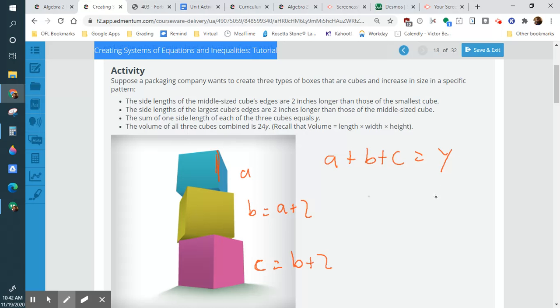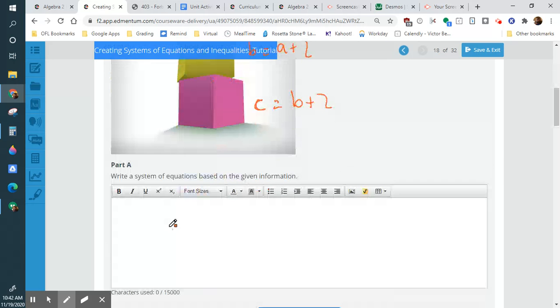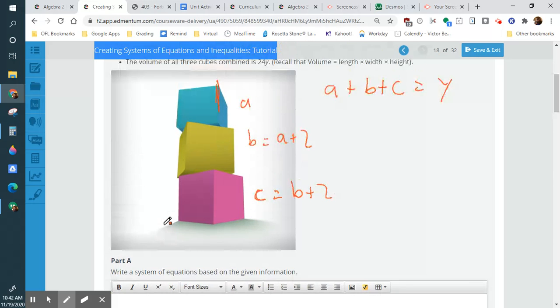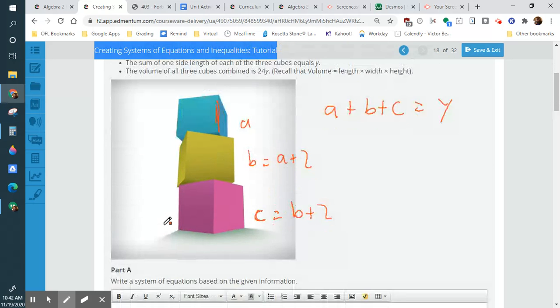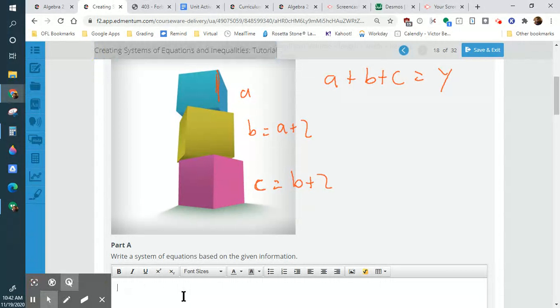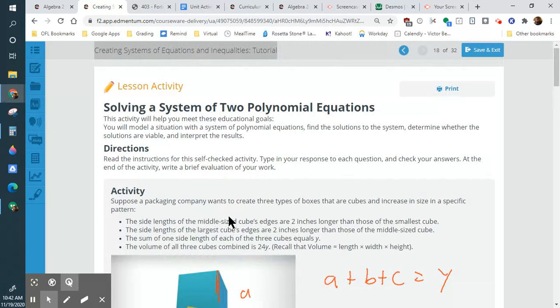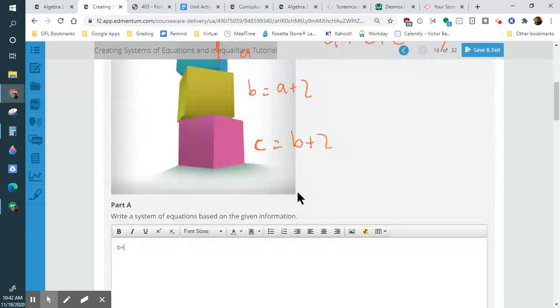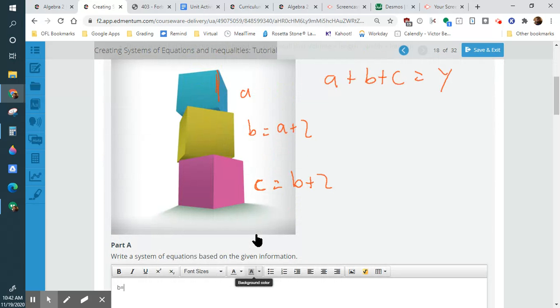Okay, so now we're going to do some work here. Write a system of equations with the information you know. So that's everything I did here. So I'm going to say B equals, they didn't give us variables, did they? They did not. Okay. So I'm going to say B equals A plus 2. I'm going to say that C equals B plus 2.